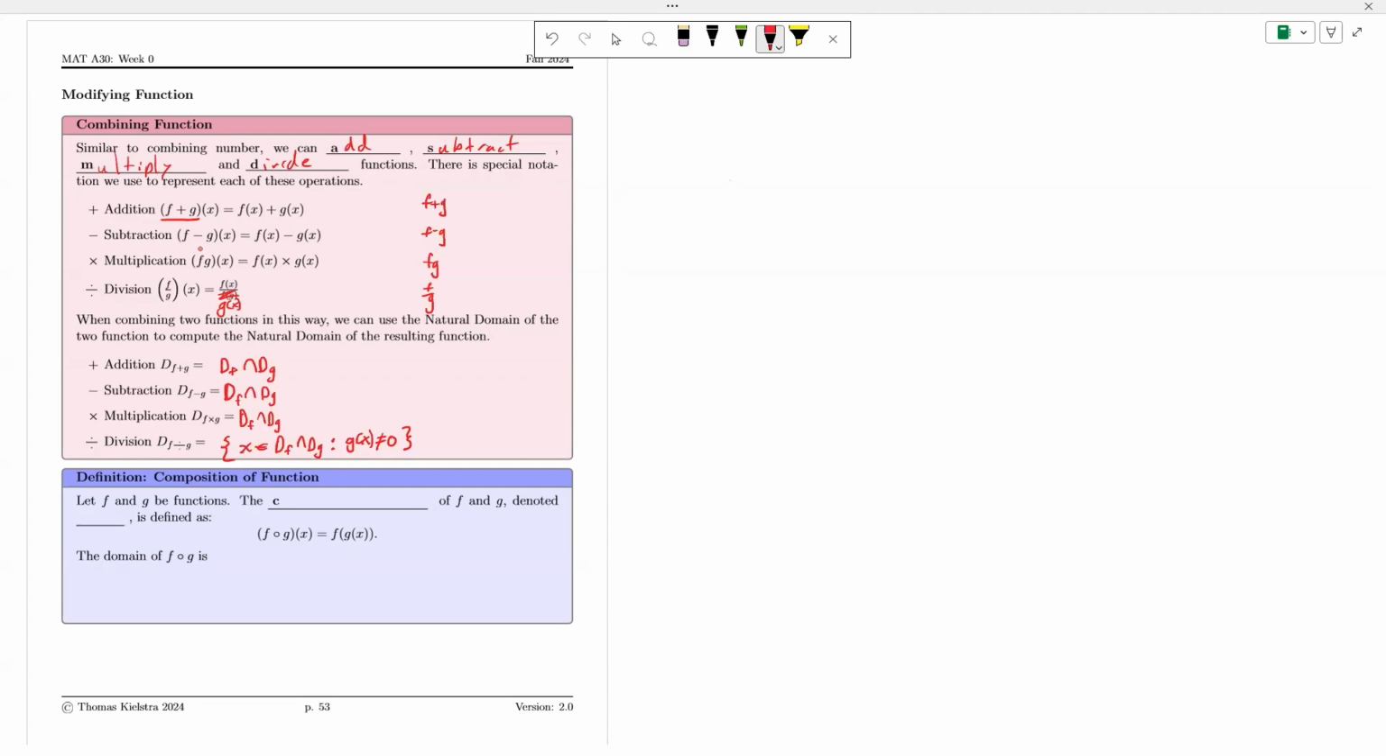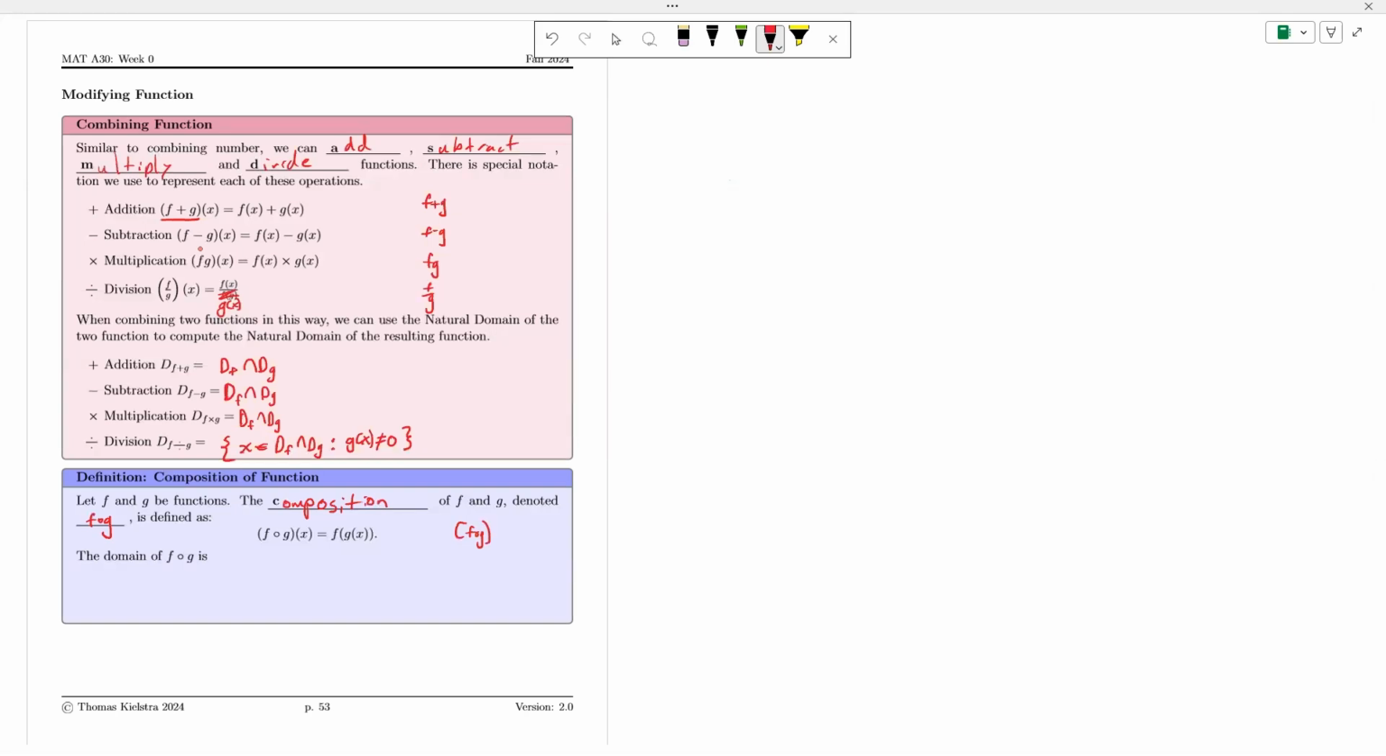Now, if f and g are functions, there's one more way in which we can combine them, and that's composing them together, applying one function followed by the next function. The composition of f and g is denoted f of g, the little circle. That little circle is f of g of x, meaning we first apply g, then we apply f. Now we talk about the function f of g.